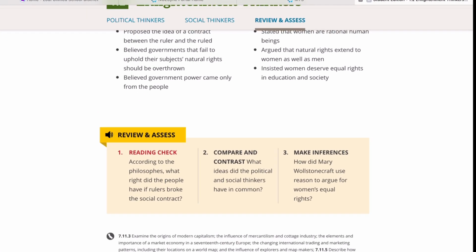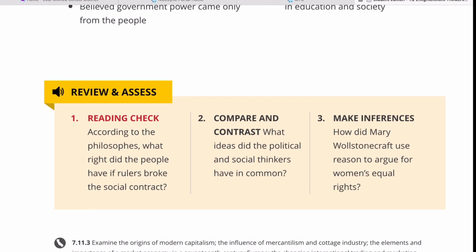Okay, now let's go to the review and assess questions. The first one, reading check. According to the philosophers, what right did the people have if rulers broke the social contract? What are the things that they can do? Number 2, compare and contrast. What ideas did the political and social thinkers have in common? What are the things that they are fighting for? What are the things that they are advocating for? And number 3, make inferences. How did Mary Wollstonecraft use reason to argue for women's equal rights?